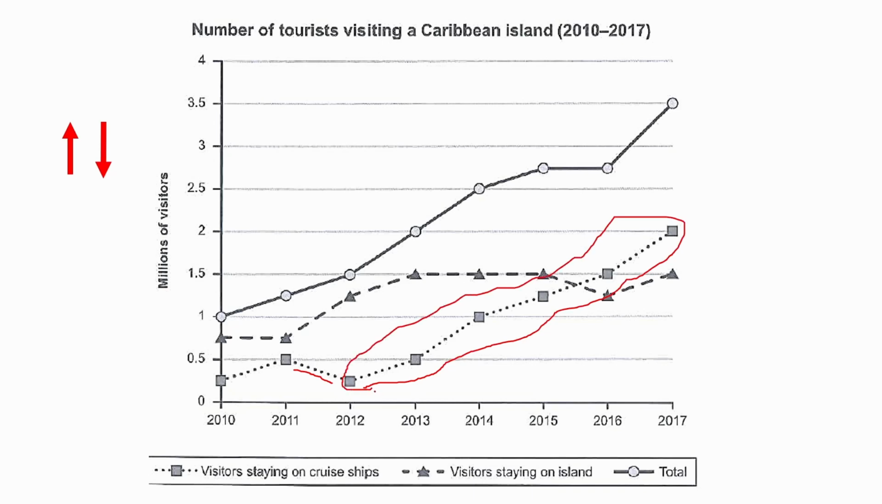Next one, visitors staying on island. This one also went up. It fluctuated and went up. 2010 to 2011 the same. 2011 to 2013 went up. 2013 to 2015 stayed the same. 2016 dipped, and again 2017 rebounded or went up again.